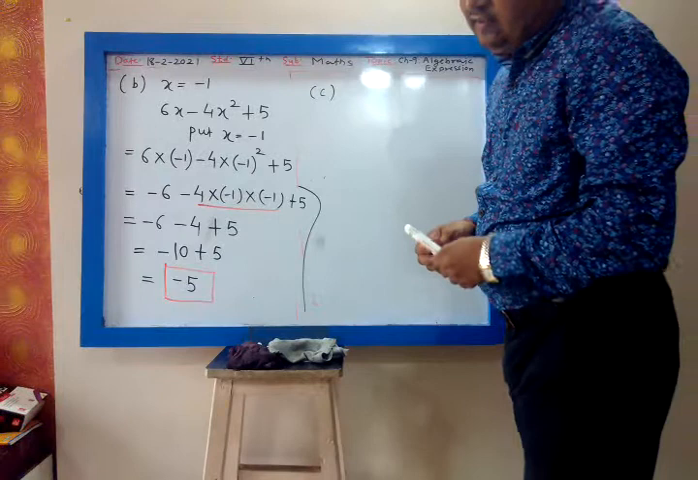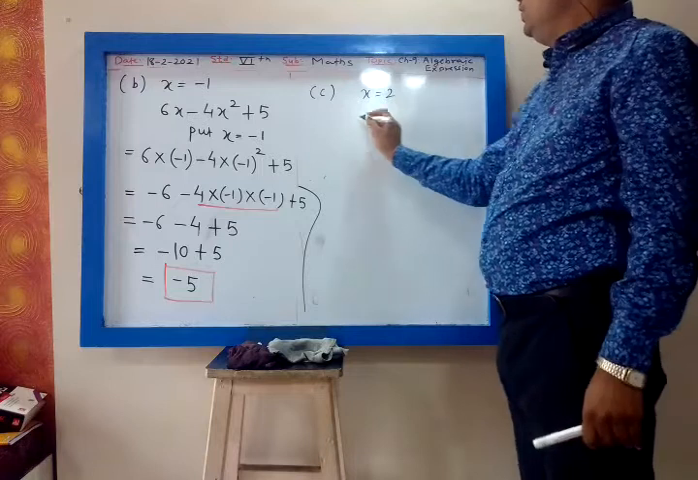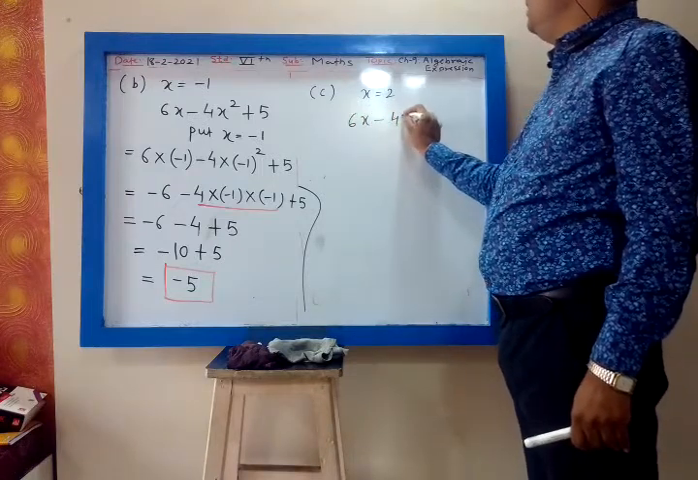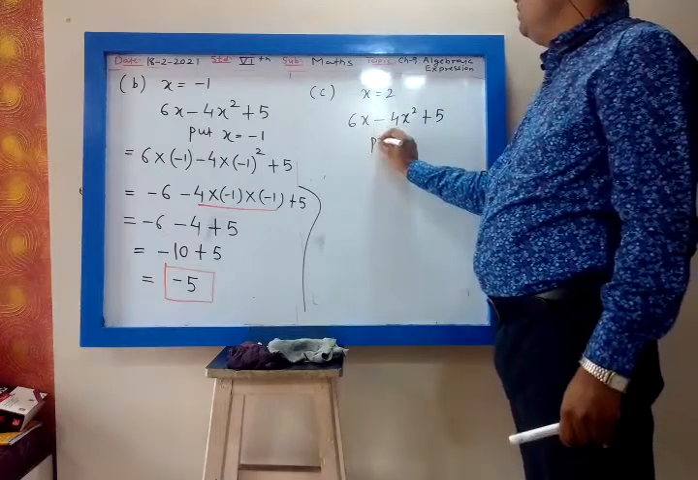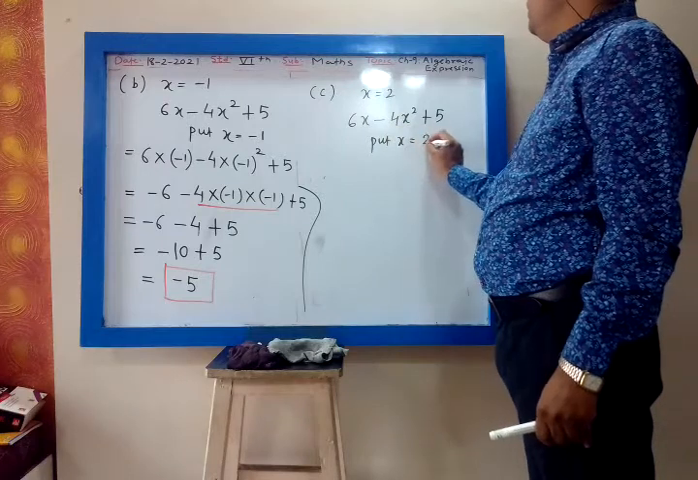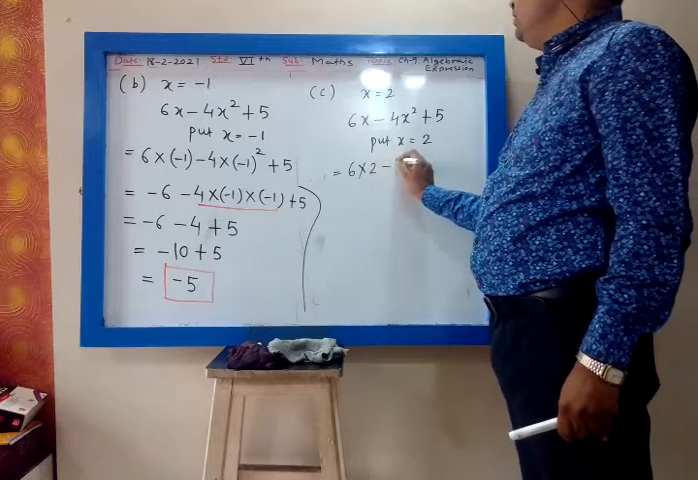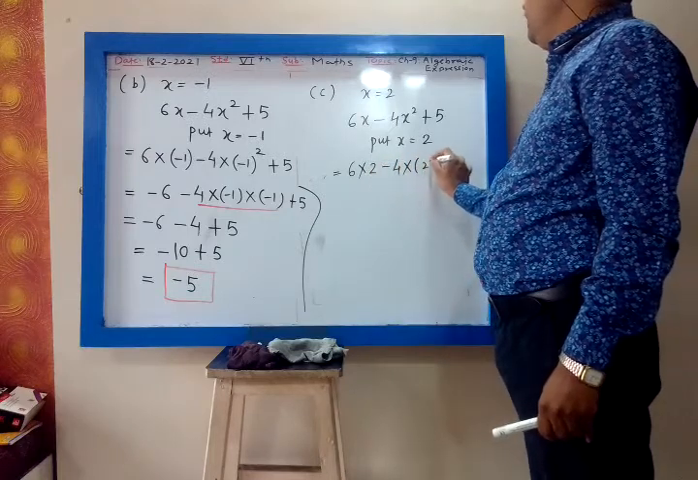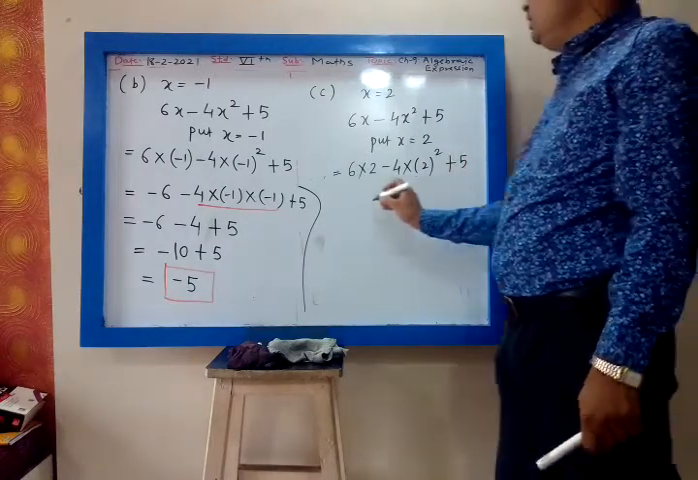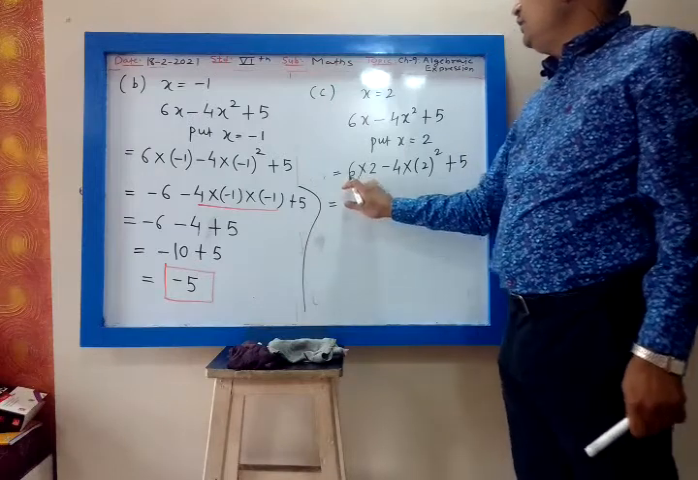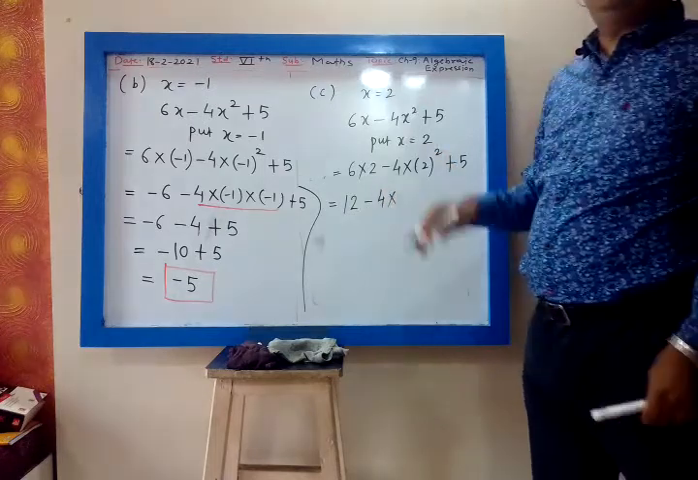Now see, x is equal to 2. Find the value of the polynomial at x is equal to 2. So 6x minus 4x square plus 5. Now I will put x is equal to 2. Replace x by 2. So 6 into 2 minus 4 into 2 square plus 5. What is 6 into 2? 12 minus 4 into. Now what is power of 2?